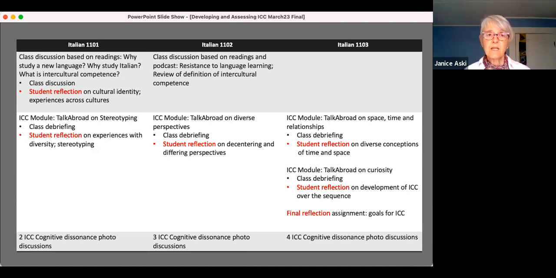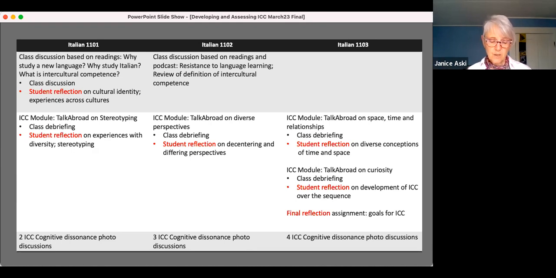As you see, in first and second semester Italian, we began each course talking about the definition of intercultural competence and the importance of studying a new language. In our view, it's essential that this work is completely conscious, meaning that students understand what they're doing and why they're doing it. There is a variety of types of activities. One intervention type involved the discussion of definitions and broader questions, as we just saw for 101 and 102.